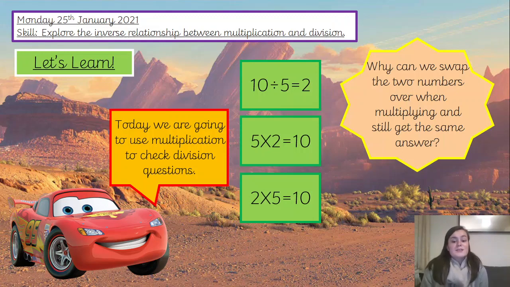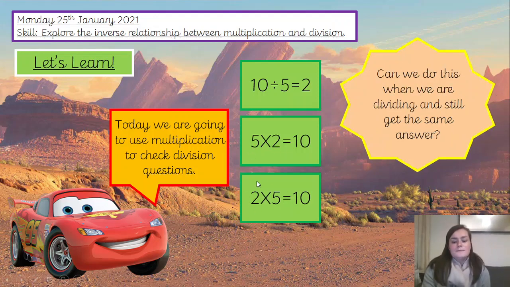So because it is commutative, we can swap the 5 and the 2 in these 2 number sentences and still get the same answer. But can we do that if we're dividing? You can pause the video and have a little think. You could even have a go at working it out. So no, we can't do that, can we?